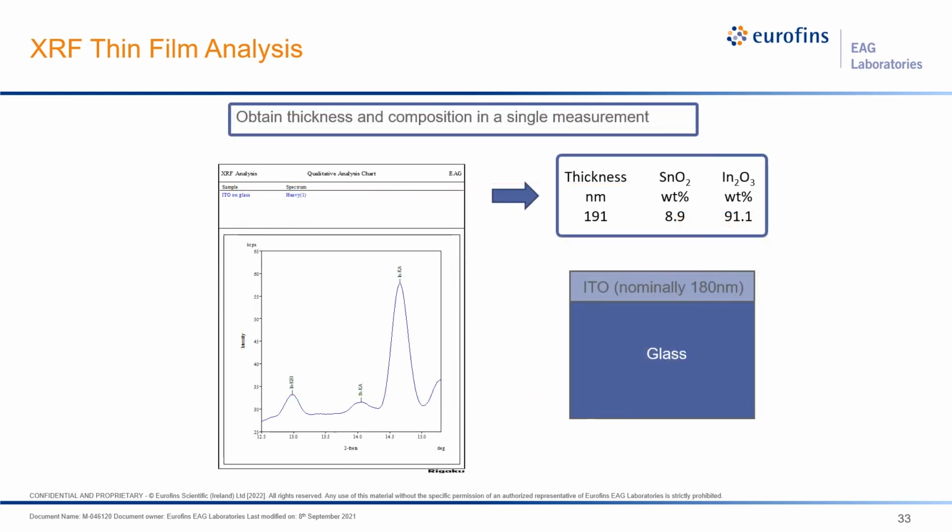In this next example, we measure the thickness and composition of an indium tin oxide film on glass. The spectrum shows the indium and tin K-alpha peaks that we use for the analysis, and we allow the fundamental parameters method to determine both the thickness and composition for this thin film.